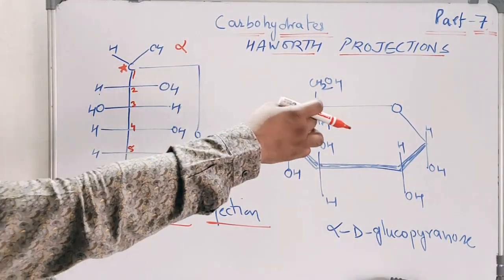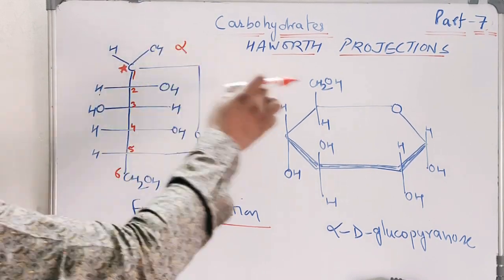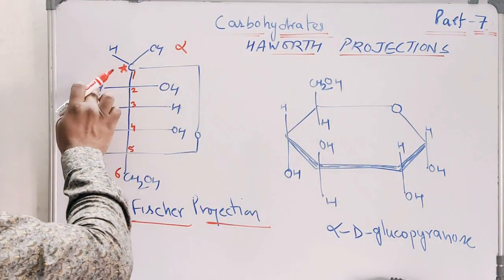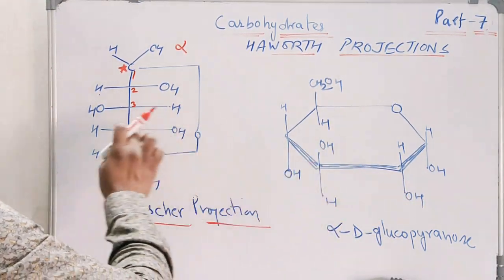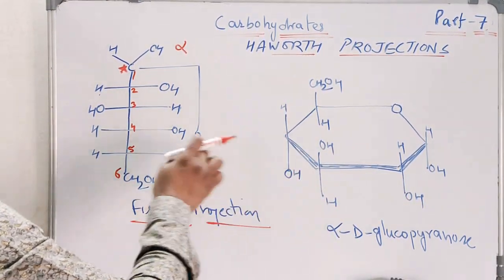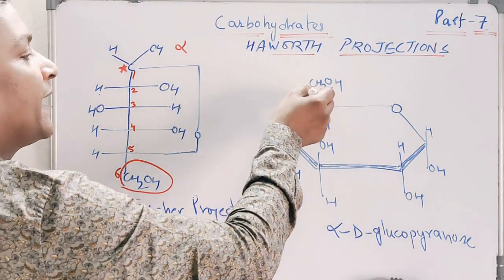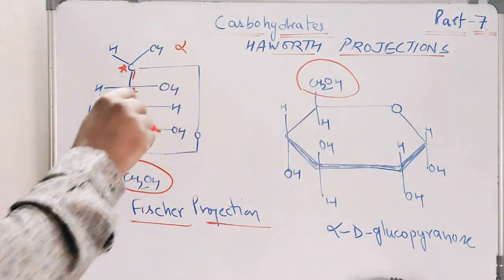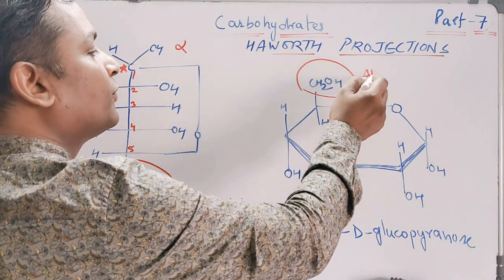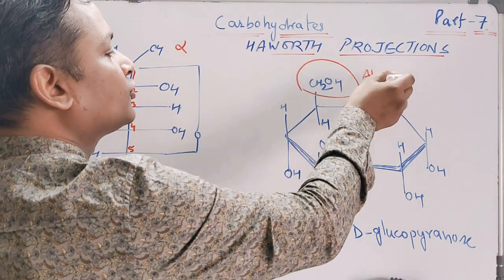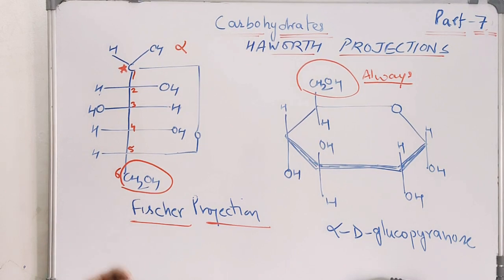So how to write the Fisher projection for alpha D glucopyranose? HOH, HOH, HOH, OHH, OHH, HOH, HOH, and always remember the CH2OH part should be occupying the above side, not the lower side. In case of D-glucose, this CH2OH always occupies the above part.